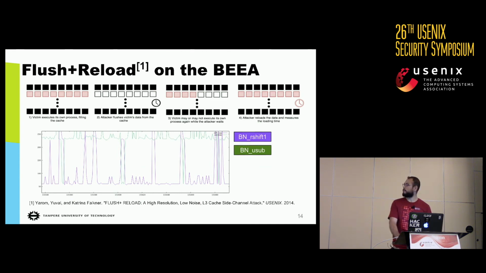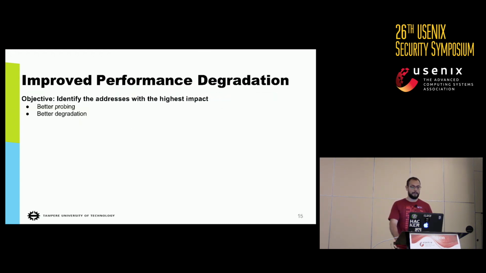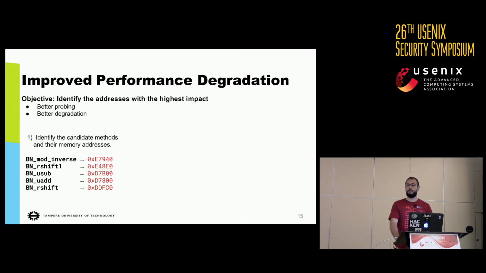So this is the sequence of operations of shift and sub. You can see clearly, maybe, when it was a right shift and when it was a subtraction. But this is very raw, and it's very difficult to get much information out of it. So we are losing some information in there. So to help us with that, we came up with an improved performance degradation attack. So this allows us to identify better addresses to probe and better addresses to degrade.